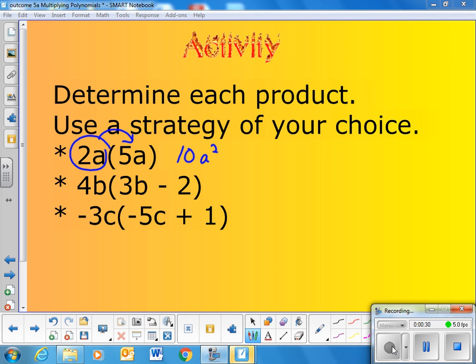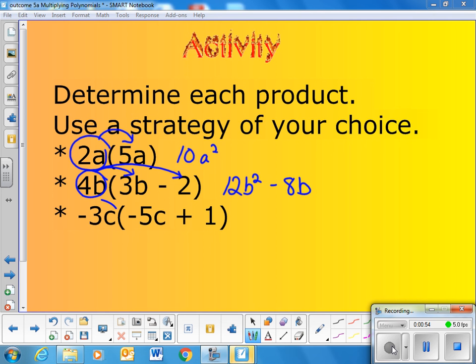In the second example, 4b has to get multiplied by 3b and then by negative 2. So 4b times 3b, 4 times 3 is 12, b times b is b squared. Then 4b times negative 2, 4 times negative 2 is negative 8b.